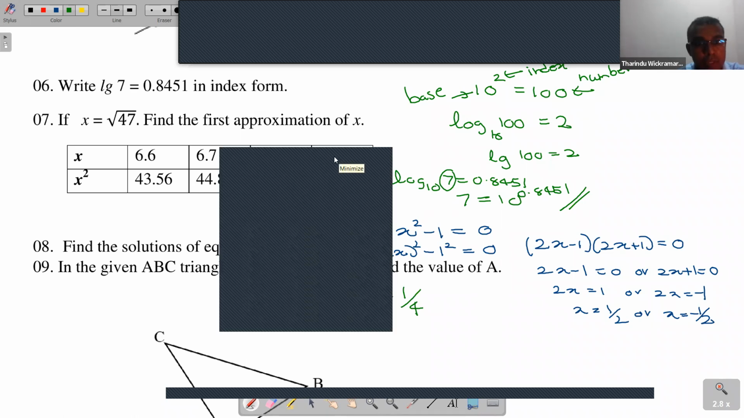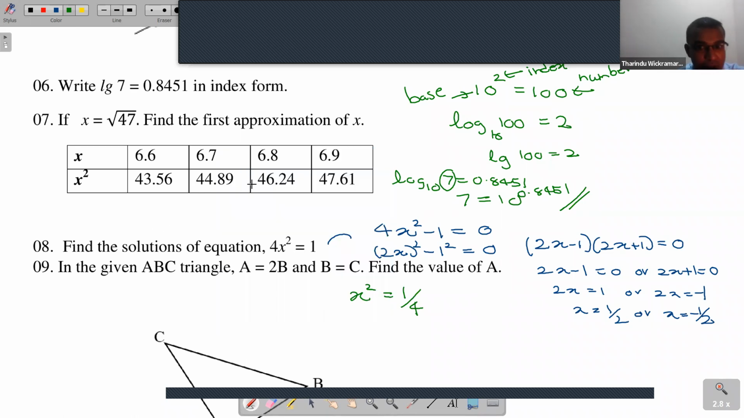So I have made a mistake. No, I haven't done the 7th one. Sorry. I will now do this one. So 1 over 4 is what? This is 1 over 2 whole thing square. The square root may be either plus or minus, right? When you square minus 1 over 2 also, you will get 1 over 4. Plus 1 over 2 also, you will get 1 over 4. No matter. I can easily do in this way. Right?